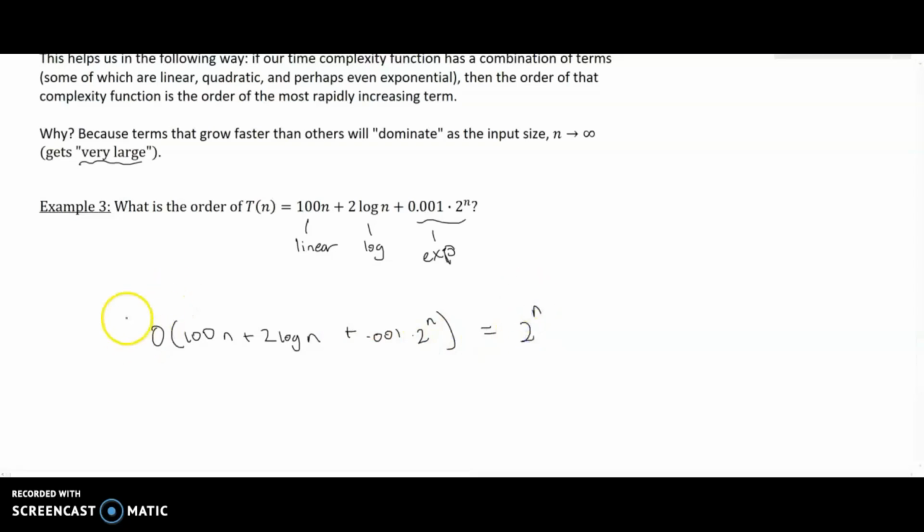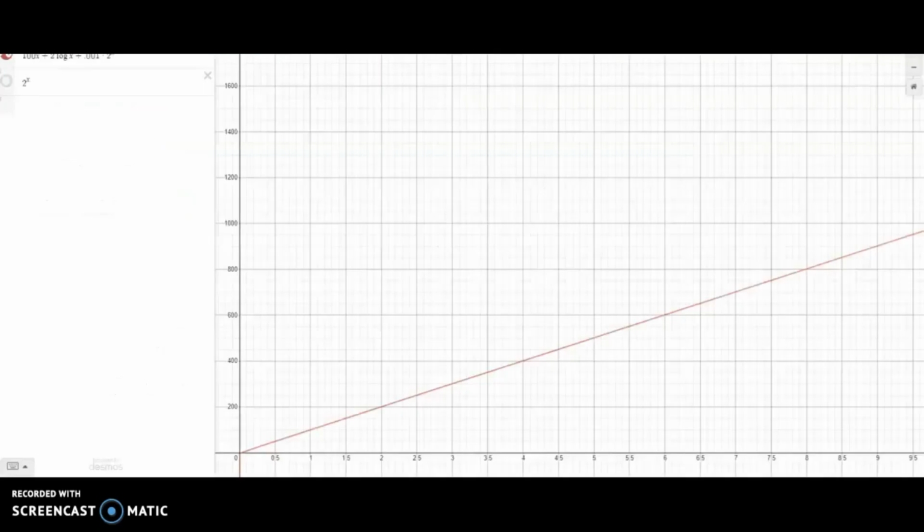That is, we can describe this as follows. This algorithm has exponential order. Okay, so for very large n, you are going to see this whole function behave like an exponential function. Let's actually take a look at how we can visualize this in a graph. So you can see here, this red function right here is actually a graph of 100n plus 2 log n plus 0.001 times 2 to the n.